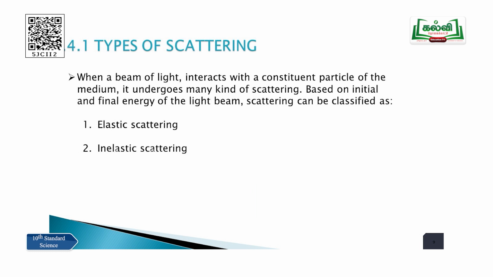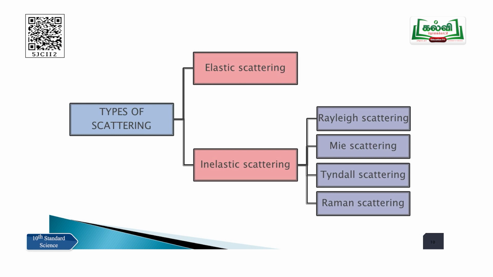Next, types of scattering. When a beam of light interacts with the constituent particles of the medium, it undergoes many kinds of scattering. Based on the initial and final energy of the beam, scattering can be classified as elastic scattering and inelastic scattering. What is meant by elastic scattering and inelastic scattering? See the diagram of the types of scattering.